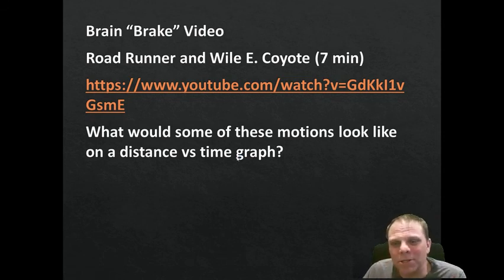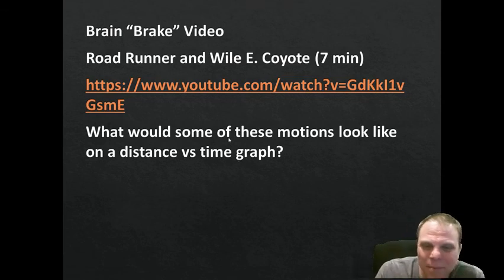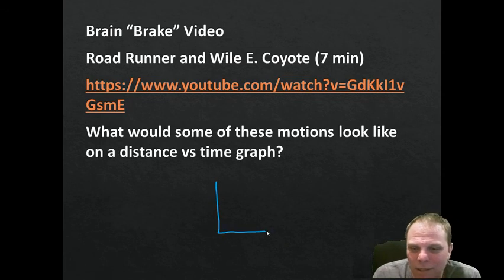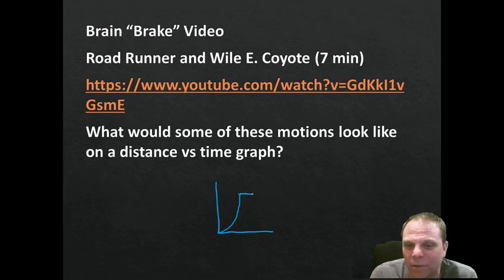What would some of those motion actions look like on a distance versus time graph? Like, think about the Coyote when he runs into a solid rock. He's going really fast, and all of a sudden he runs into a solid rock. So maybe he's speeding up, getting faster and faster and faster, and all of a sudden he runs into the rock, and he's completely flat. Okay, what would that look like?